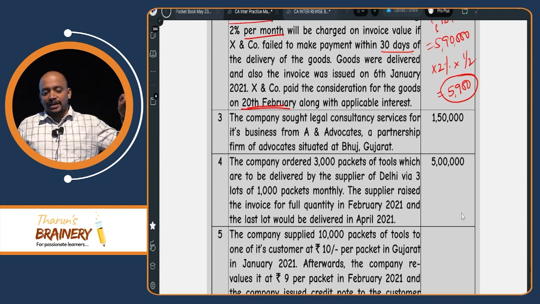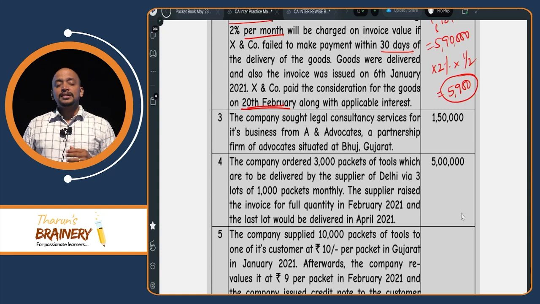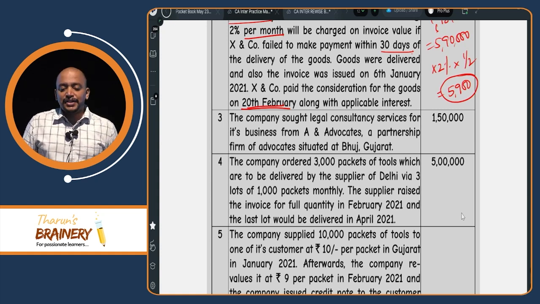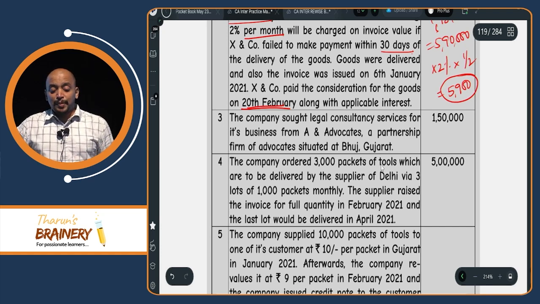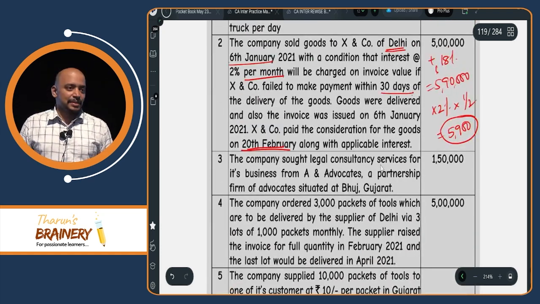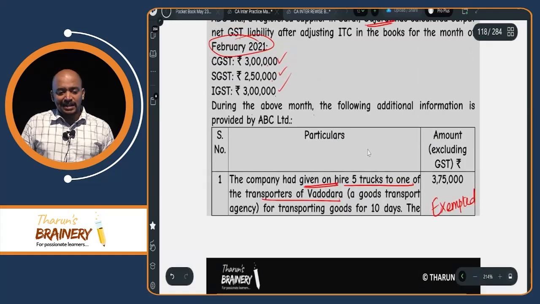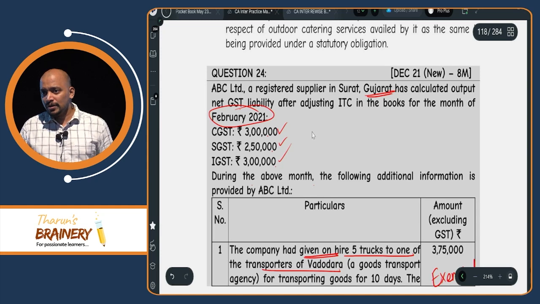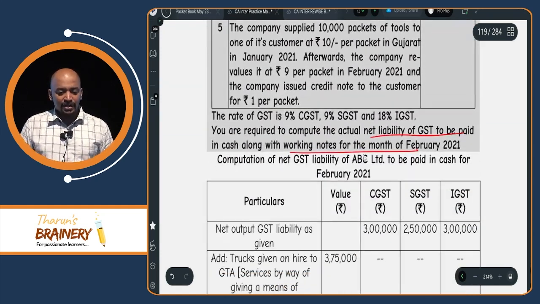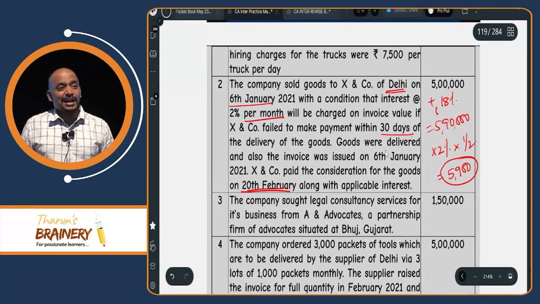Then, next transaction. The company sought legal consultancy service for its business from A and Advocates, a partnership firm of advocates situated at Gujarat. Legal services by an individual advocate or firm of advocates to a business entity fall under RCM. But before that, check whether there is any exemption: whether this business entity's turnover during the previous year does not exceed the threshold limit. No, we don't have any such information. So it will be covered under RCM.